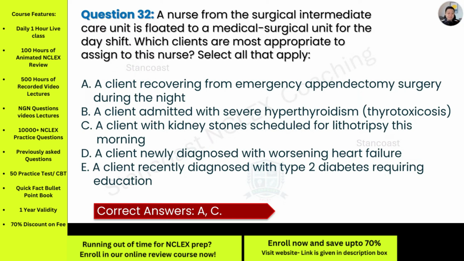Well, of course, the thyrotoxicosis in letter B is a medical issue, and it typically requires care from a nurse experienced with endocrine conditions. Now, a patient with worsening heart failure in letter D is something that can be managed by a nurse familiar with cardiac care. Letter E is also incorrect, because education about diabetes management is complex and also requires expertise in teaching this client population.